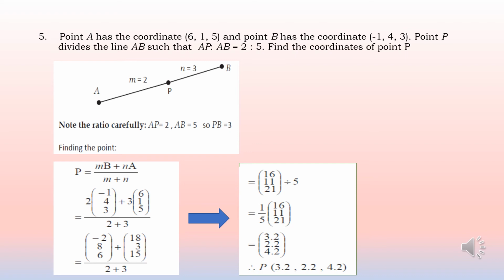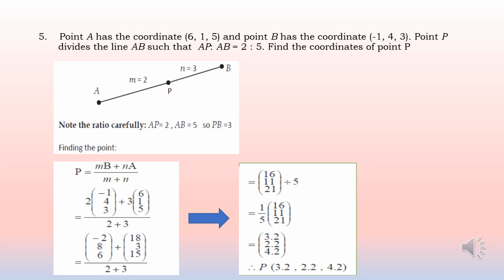The ratio that we are interested in is AP is to PB. So AP would remain as 2, PB would be 3. So our ratio now is 2 is to 3. So 2 represents M and 3 represents N. Now we already have points A and B and we have already obtained our ratio M and N. Now we can substitute that in the given formula.